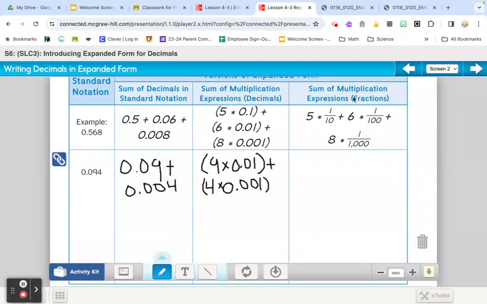Okay, sum of multiplication with fractions. It's going to be the same idea. We have a 9. You're just looking right at this one in the second column. But instead of saying 100th that way, we are going to say 100th as a fraction. Plus, and again, we can come right back over here and we have a 4. And instead of saying 1,000th as a decimal, we are going to say 1,000th as a fraction.